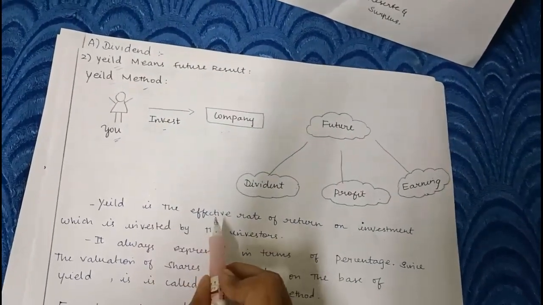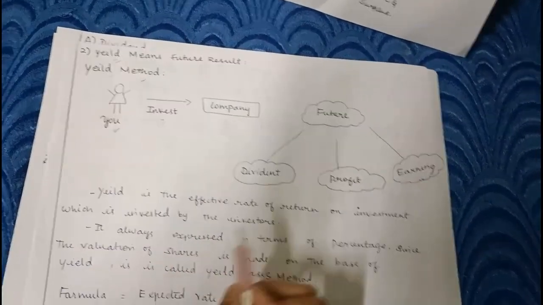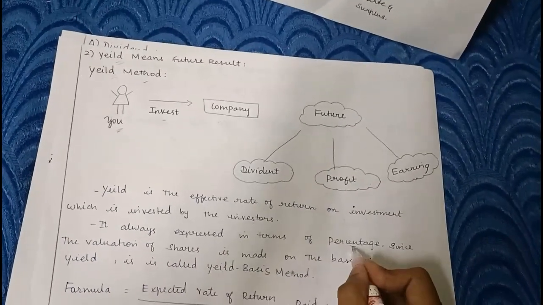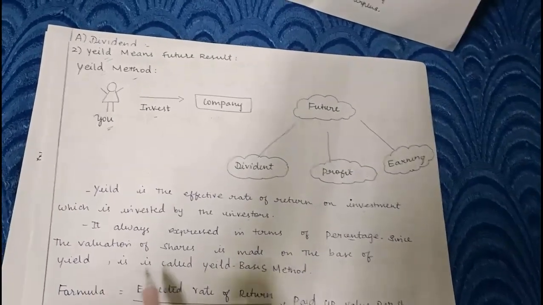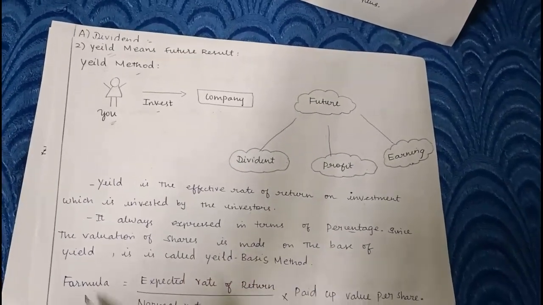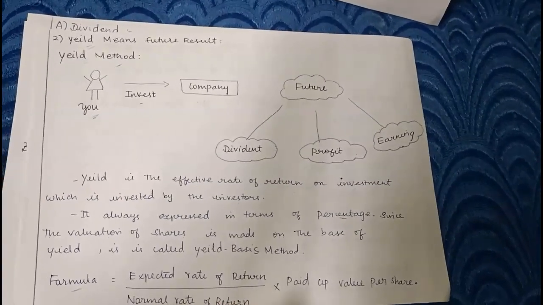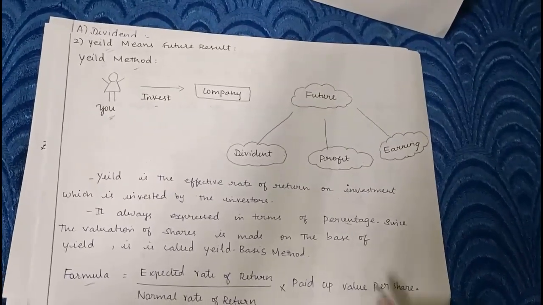Yield is the effective rate of return on investment which is invested by the investor. It is always represented in terms of percentage. இது எப்போவுமே பர்சன்டேஜில் ரெப்ரசன்ட் ஆகும். Since the value of shares is made on the basis of the yield, it is called yield based method. இதுக்கான ஃபார்முலா என்னென்னு பார்த்தீங்கன்னா expected rate of return divided by normal rate of return into paid up value per share. இதுதான் yield மெத்தட்ஸோட ஃபார்முலா.